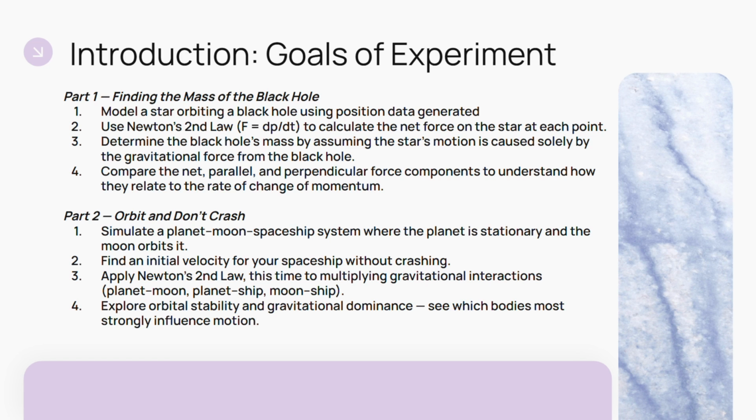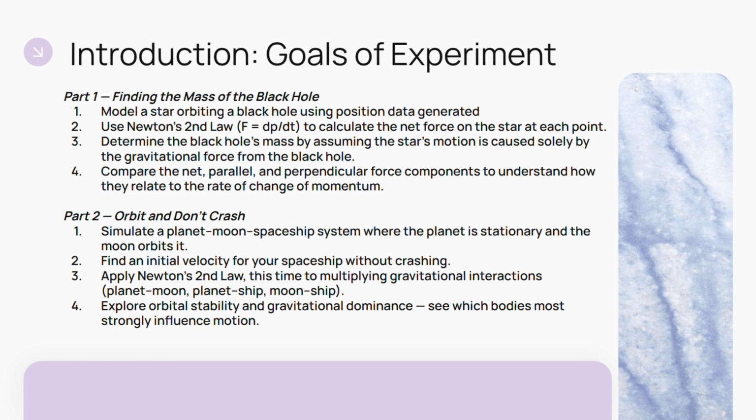For part 2, orbit and don't crash, we simulated the moon, planet, and spaceship system where the planet is stationary and the moon orbits it. We find an initial velocity for the spaceship without crashing, and then apply Newton's second law, this time including gravitational interactions, planet-ship and moon-ship, and then explore orbital stability and gravitational dominance to see which bodies most strongly influence motion.